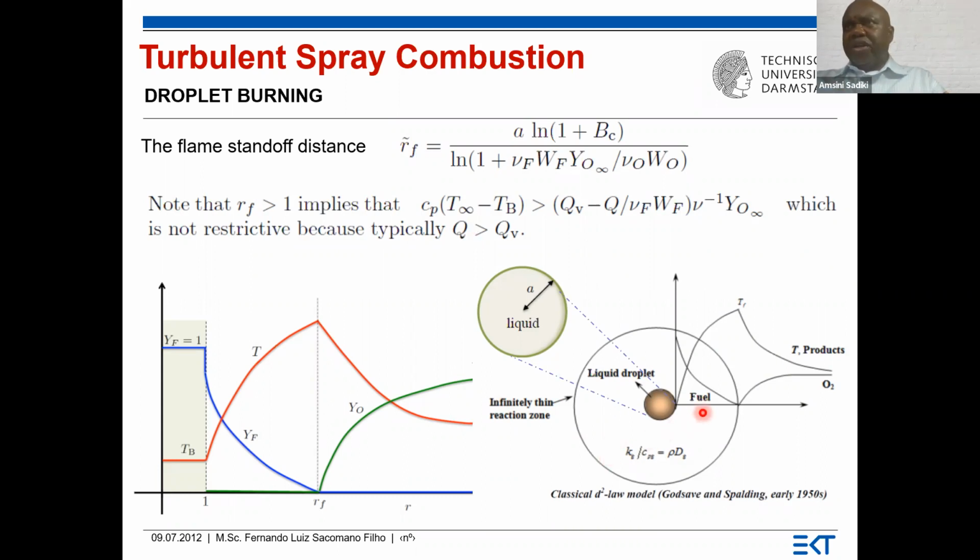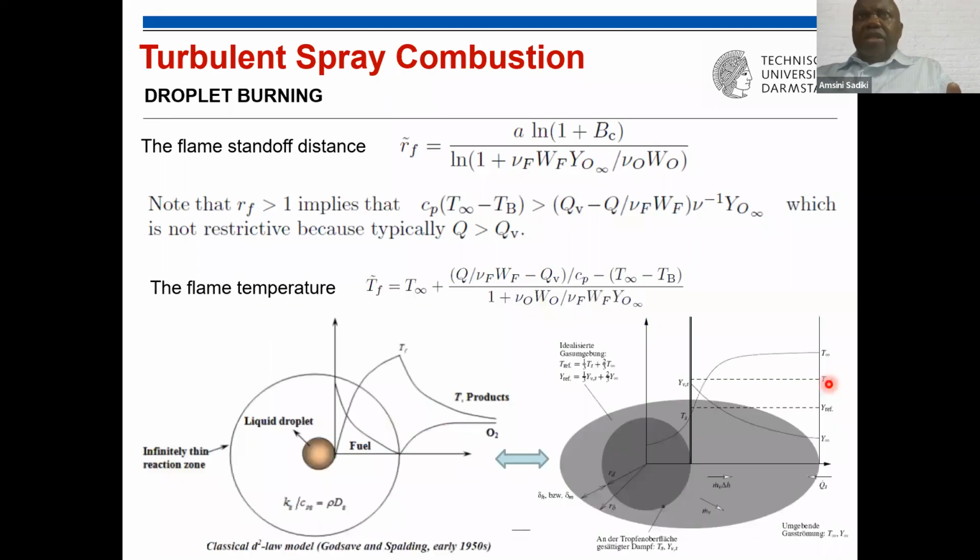And here we have the same. We have our flame and the outer region. So we have the product. We have the temperature with the plane, and O2 will be produced. So the flame, we have the flame standoff distance. We can also have the temperature of the flame. The temperature of the flame will be equal to the temperature here plus this quantity here.